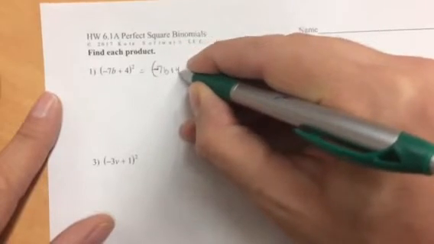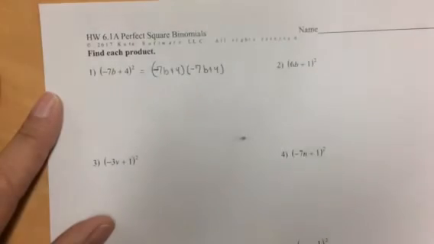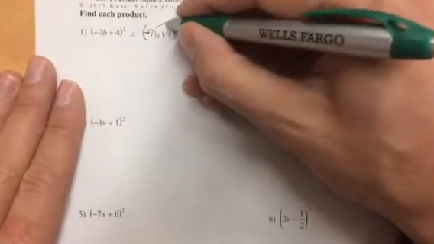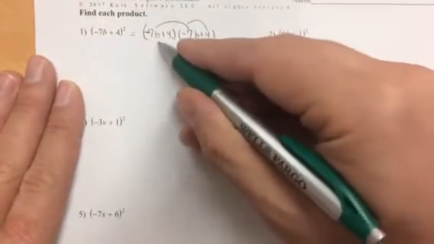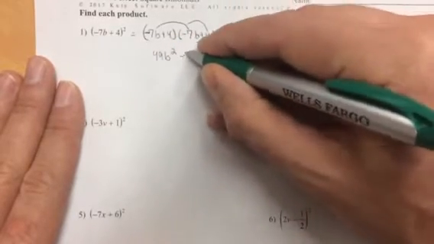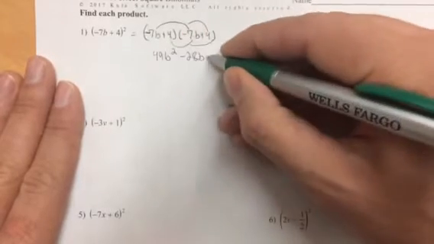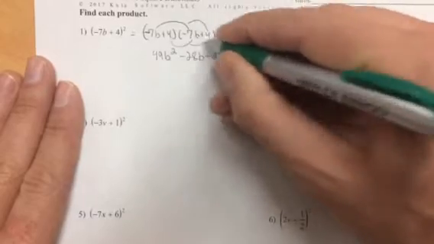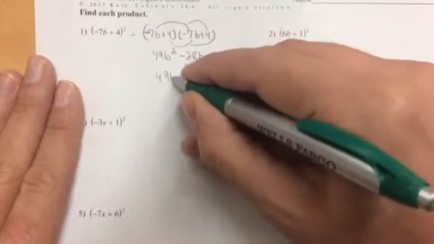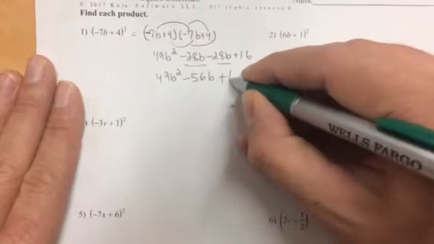Negative 7b plus 4 squared means negative 7b plus 4 times negative 7b plus 4. And we know how to multiply binomials from Algebra 1. We are going to distribute the negative 7b. Negative 7b times negative 7b is 49b squared, minus 28b. And then the 4 is going to distribute. 4 times negative 7b is negative 28b. And 4 times 4 is 16. We can then combine like terms and get 49b squared minus 56b plus 16.